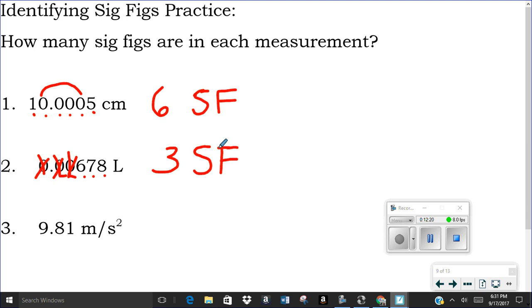The last one, the trick question. I bet you put down 3 Sig Figs.